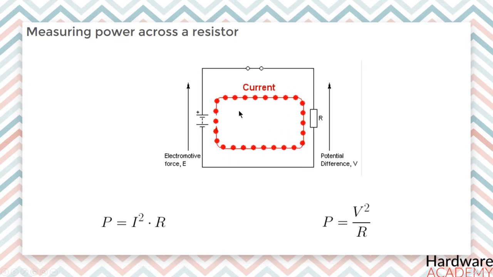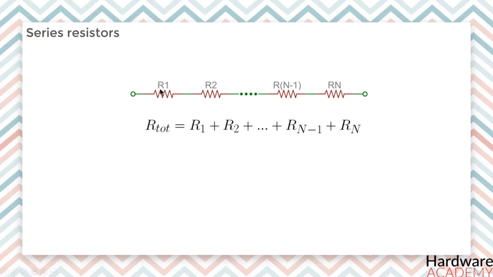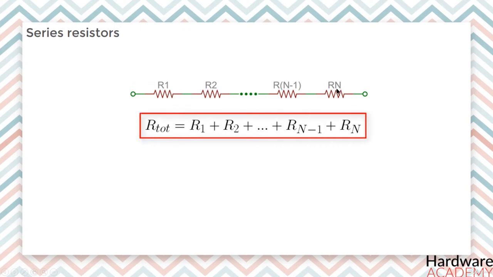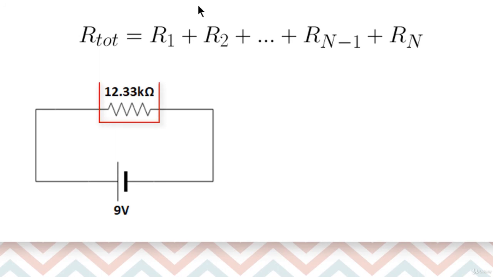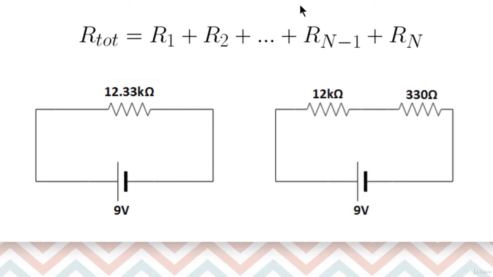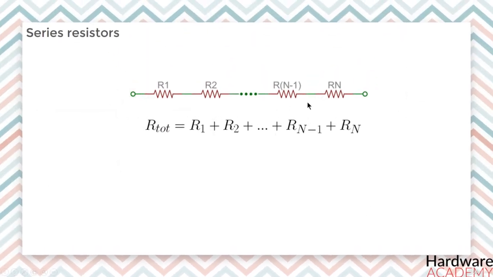When you are dealing with circuits, you will often see resistors connected in series or in parallel. When connected in series, resistor values simply add up. The total resistance is the sum of all series resistors. So for example, if you just have to have a 12.33 kilo ohm resistor, seek out some of the more common resistor values of 12 kilo ohm and 330 ohm and connect them together in series. Alright, so this is how you calculate the total resistance when the resistors are connected in series.